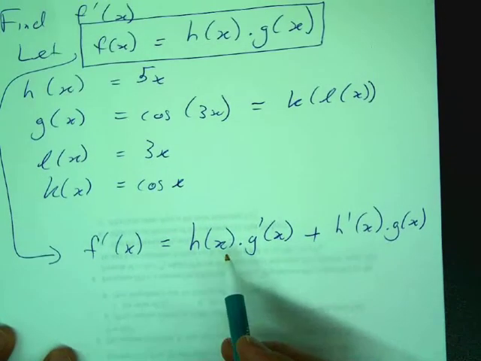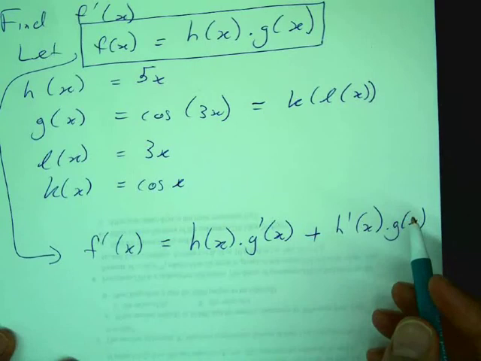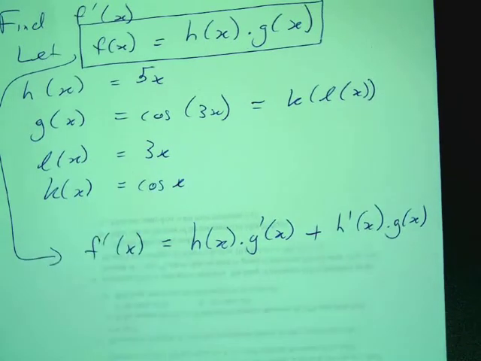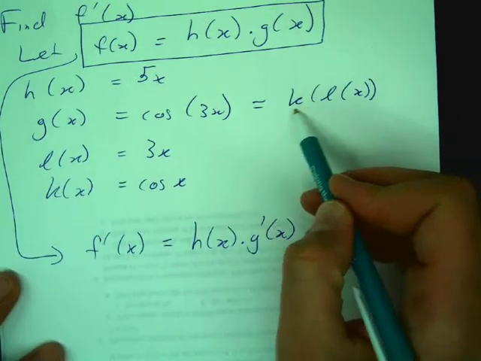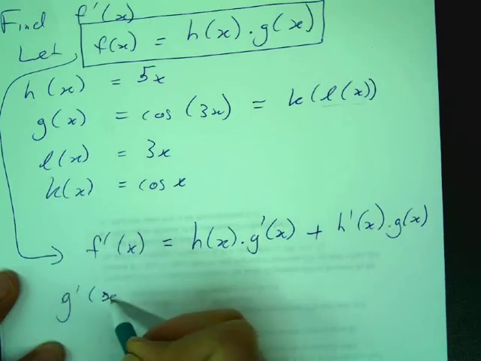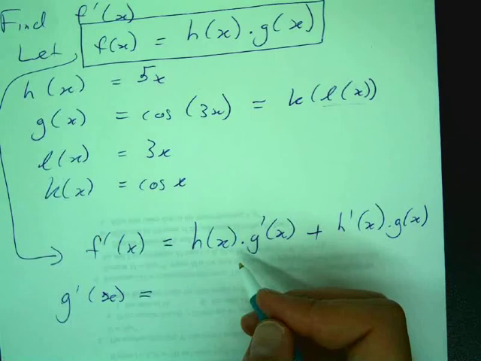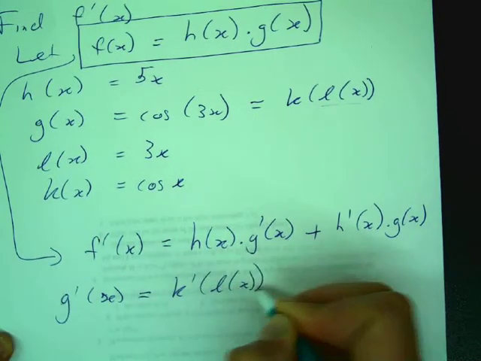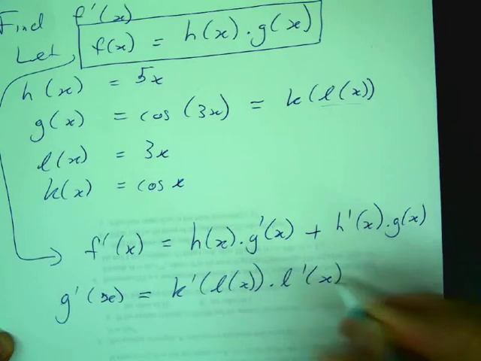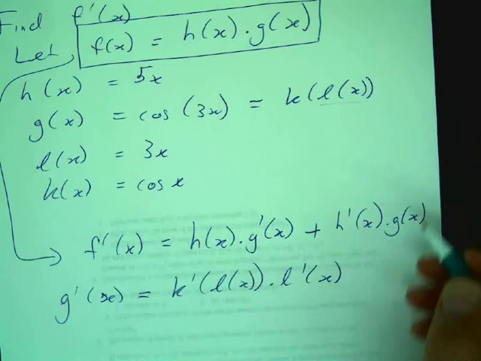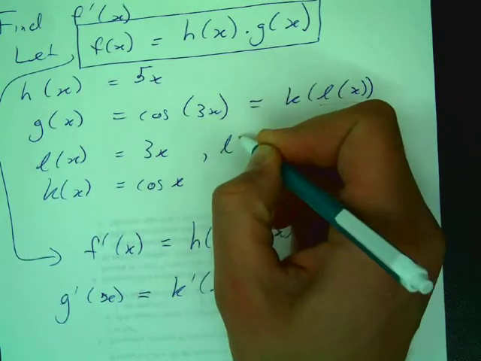Now, g'(x). Wait, what's g'(x)? Well, I'm going to do that now. g(x) is a composite function, k(L(x)). Now, using the chain rule, it's going to be k' times L'(x). And what's L'(x)? 3. Yeah.